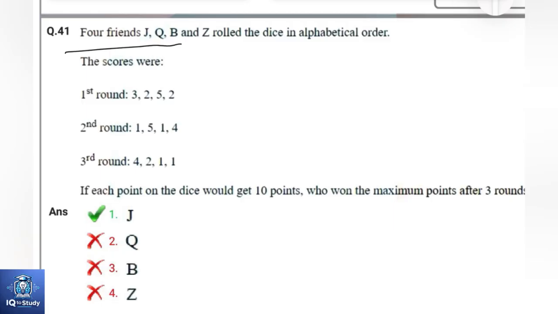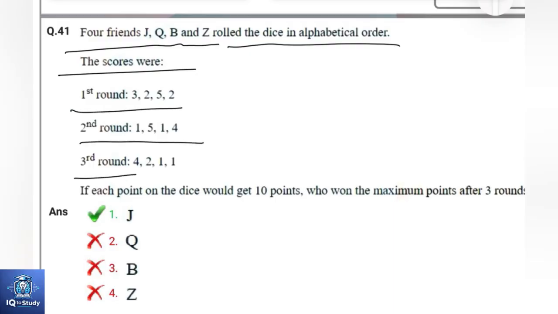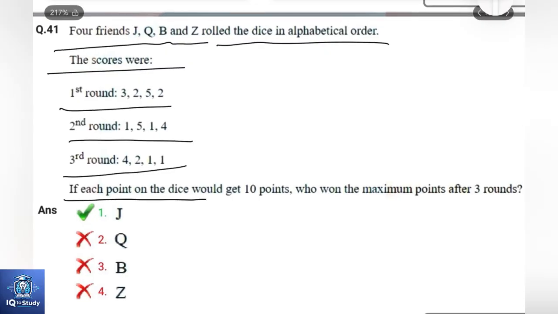Four friends J, Q, B and Z rolled the dice in alphabetical order. The scores were in the first round 3-2-5-2, in the second round 1-5-1-4 and in the third round 4-2-1-1. If each point on the dice would get 10 points, who won the maximum points after 3 rounds?